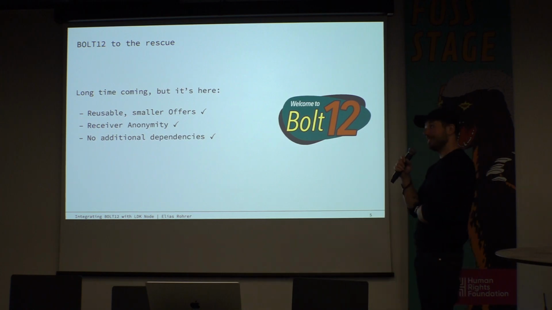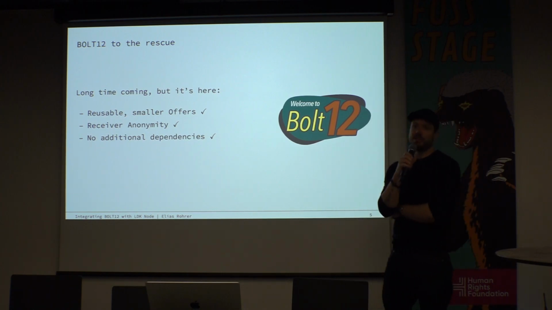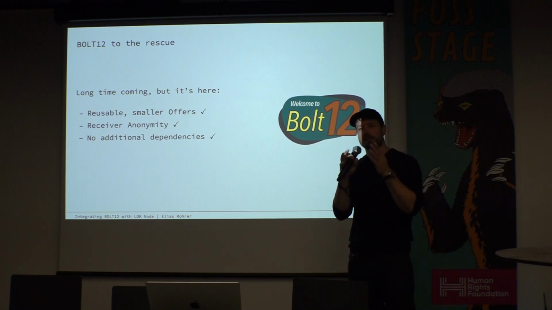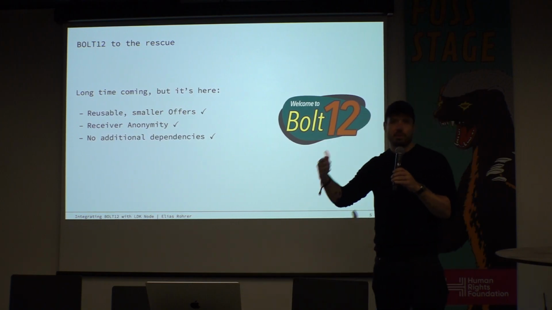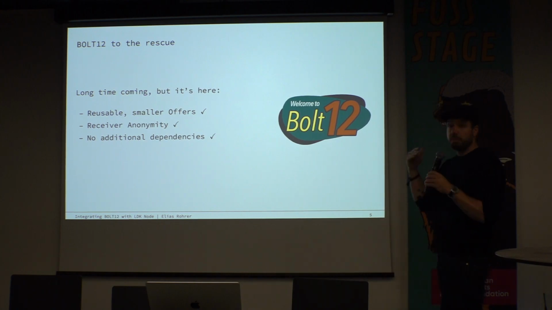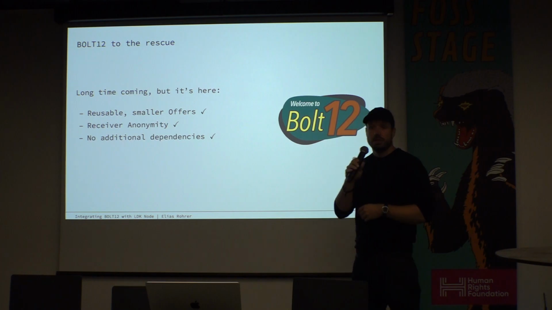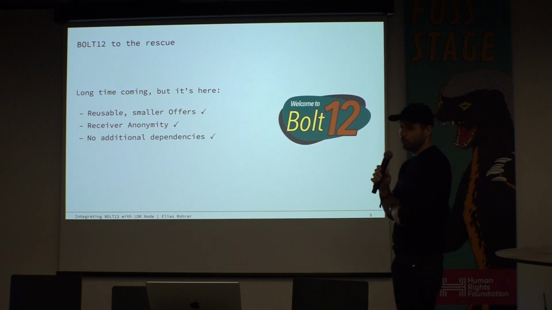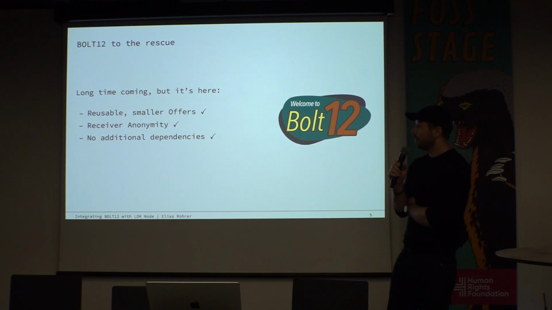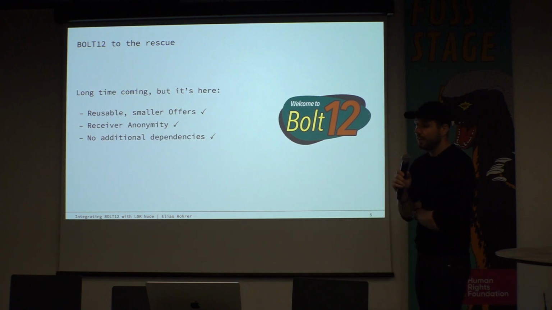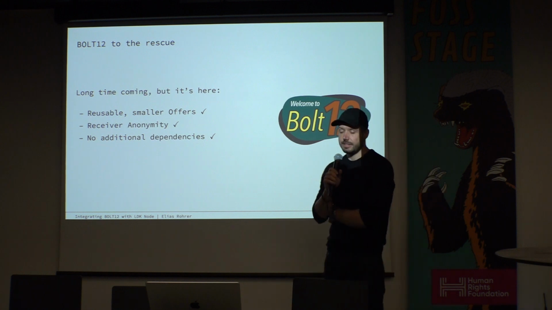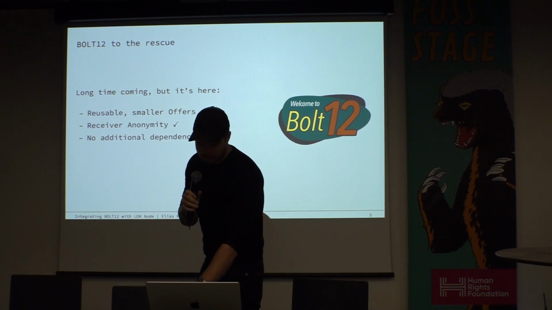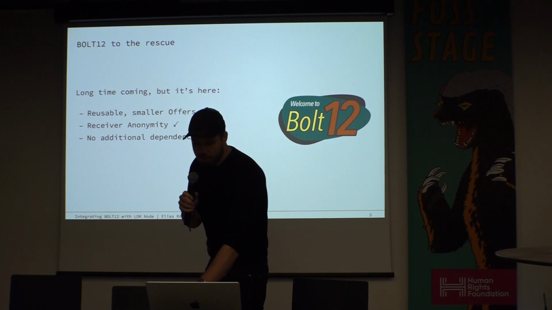It's actually working, and it fixes basically all the aforementioned drawbacks of BOLT11. We have reusable, smaller offers. They stay static. You can generate them, put them on a website or whatever. They don't change, and then people can send you money. Even more so, it guarantees recipient anonymity. You don't leak your pub key anymore. And you have no additional dependencies in your tech stack, with all the drawbacks we just discussed, because it's now an actual base spec of the Lightning protocol, and is already implemented in your Lightning node, hopefully.